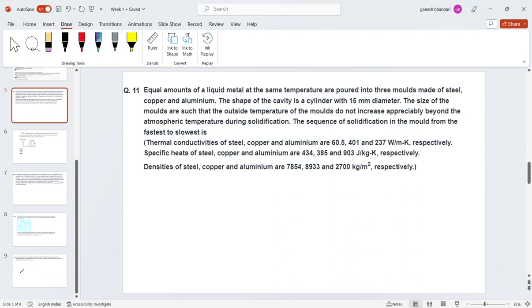I will read it for you, then you can try to solve it. The first one is: equal amounts of liquid metal at the same temperature are poured into three molds made of steel, copper, and aluminum. The shape of the cavity is a cylinder with 15 mm diameter. The size of the molds is such that the outside temperature of the molds does not increase appreciably beyond the atmospheric temperature during solidification. The sequence of solidification in the mold from the fastest to slowest is, and then the thermal conductivity, specific heat and densities are given.